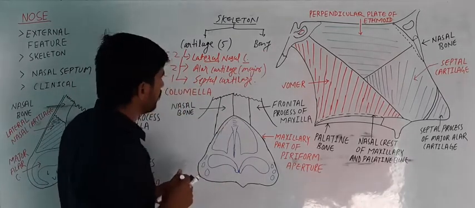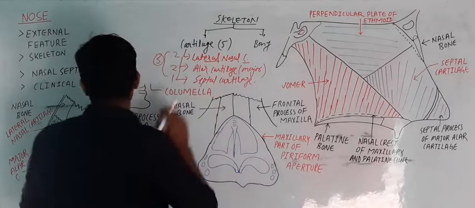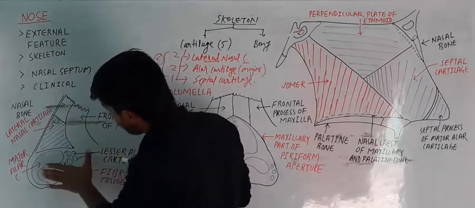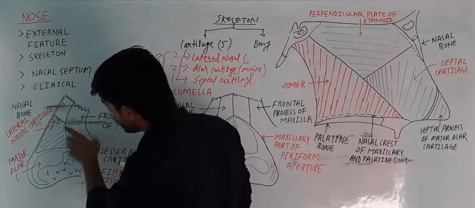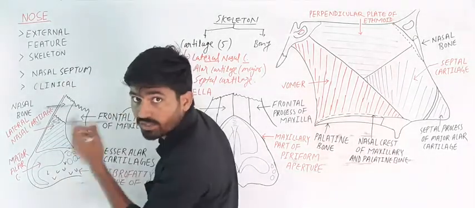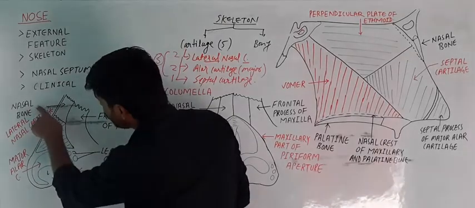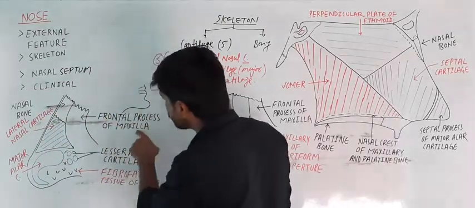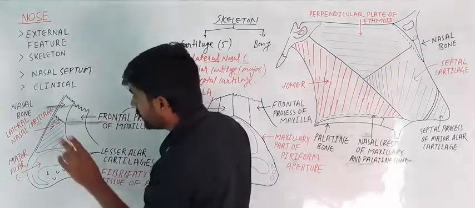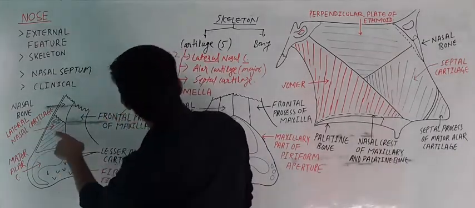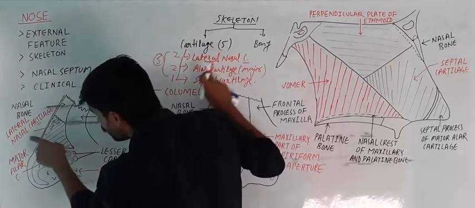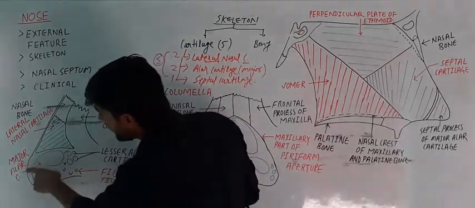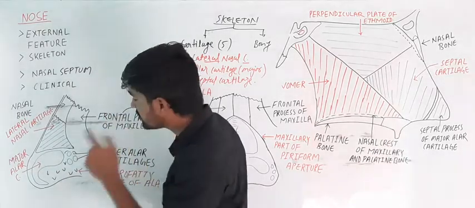Now the bony part. Before going to the bony part, have a look here. This is the diagram of the nose, the lateral view. First of all, this is the nasal bone, and this is the frontal process of the maxilla. These two are the bones. This is the lateral nasal cartilage, on this side. After that, the major alar cartilage.